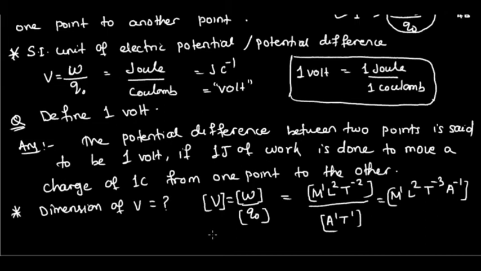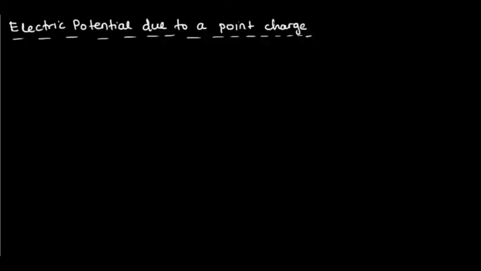So now we will derive the expression for the electric potential due to a point charge. Let us derive a mathematical expression for the electric potential due to a point charge. Suppose we have a point charge Q located at the point O, and we want to find the electric potential due to this charge Q at a distance r from it. So I'll choose a point P which is at a distance r from the point O.